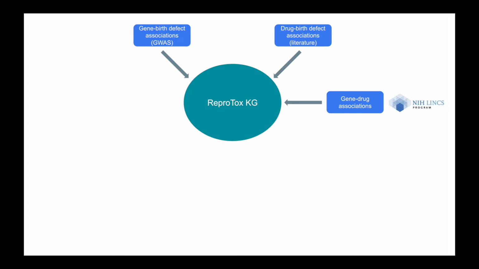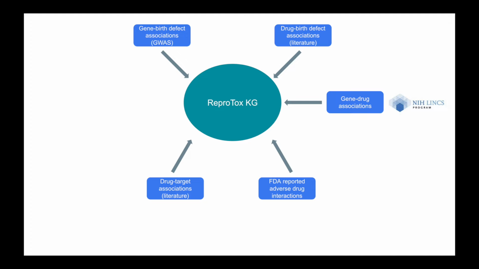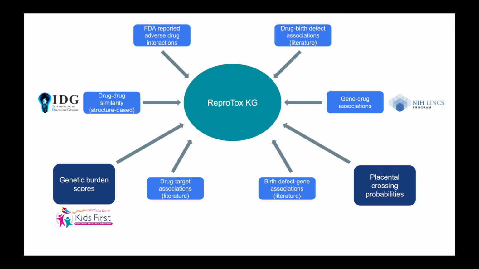This knowledge includes gene birth defect associations from GWAS studies, drug birth defect associations from the literature, and gene-drug associations from drug-induced gene expression data collected by LINCS, as well as FDA-reported adverse drug interactions, drug target associations mined from literature, and chemical structure-based drug-drug similarity associations from IDG. Genetic burden scores from Kids First and placental crossing probabilities for drugs were also computed.